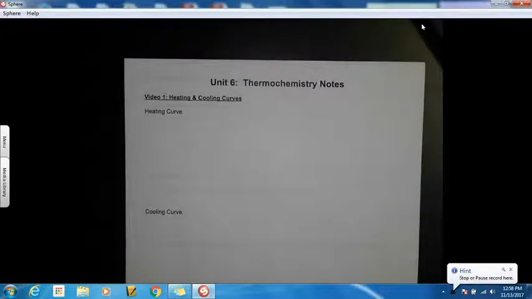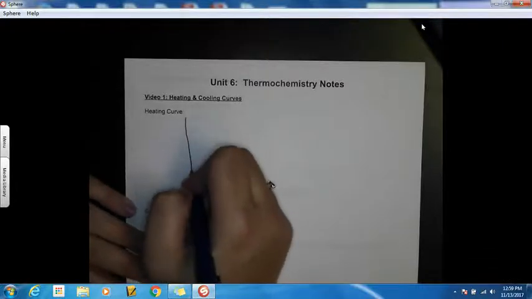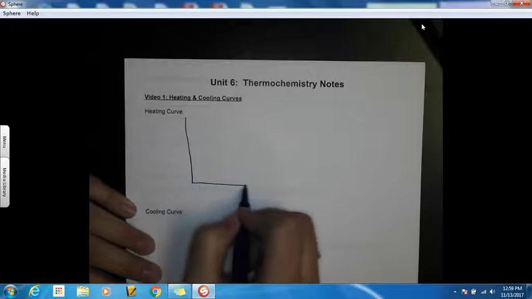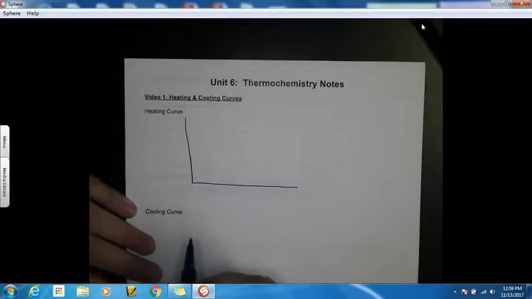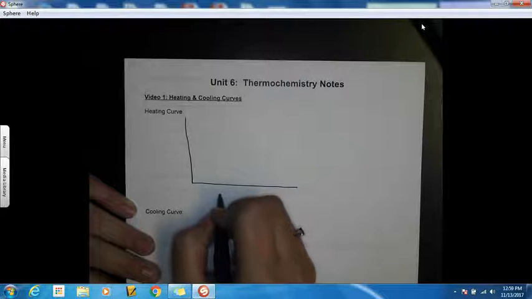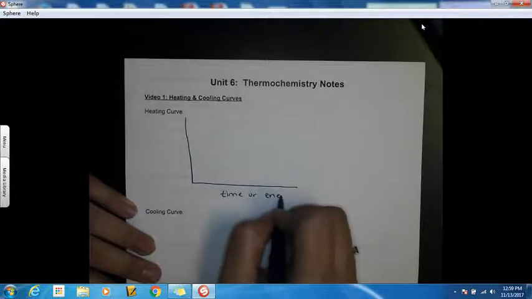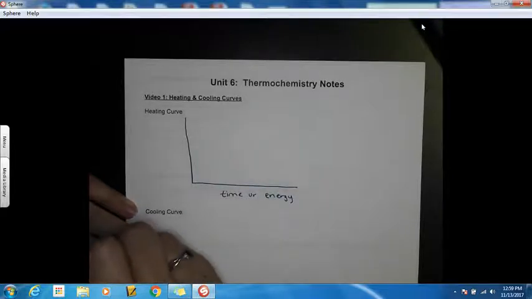Alright, so today we're going to talk about heating and cooling curves. A heating curve is when we heat a substance and we see it change from solid to liquid to gas. On the x-axis here, you'll either have time or energy that's been added, okay? And then on the y-axis, you will have temperature. And temperature here is measured in degrees Celsius.